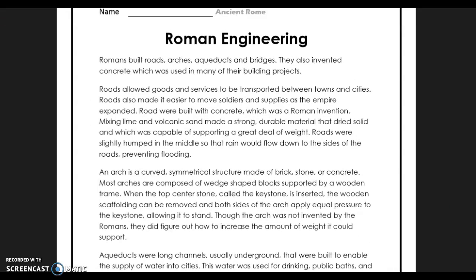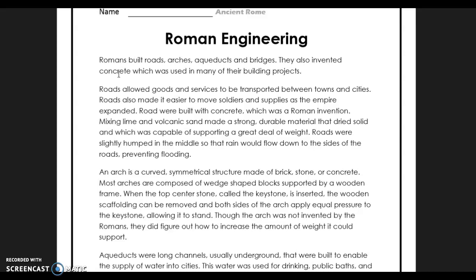Roman engineering. Romans built roads, arches, aqueducts, and bridges. They also invented concrete, which was used in many of their building projects. Invented, it means created. They created something. They made something. Concrete, يعني baton, the one that you build buildings with.